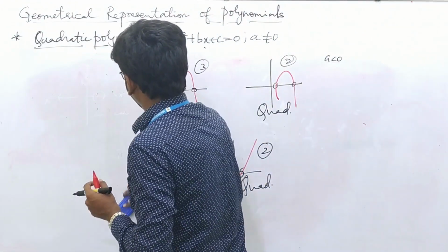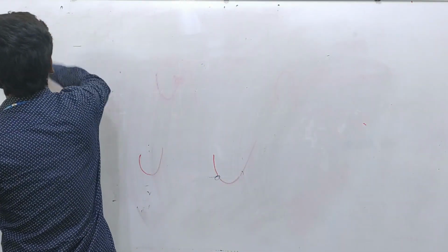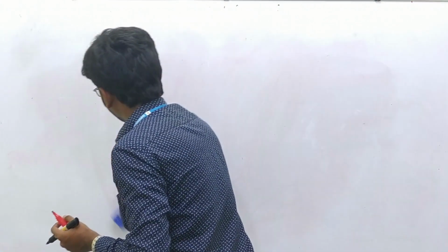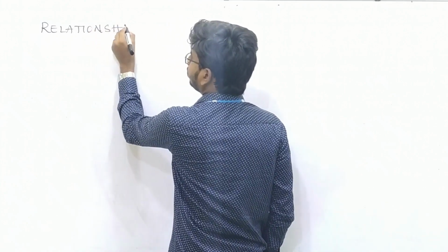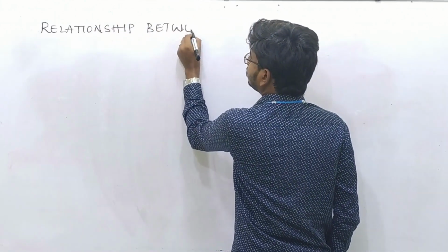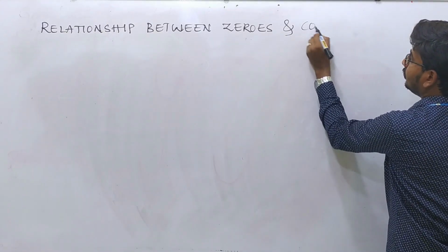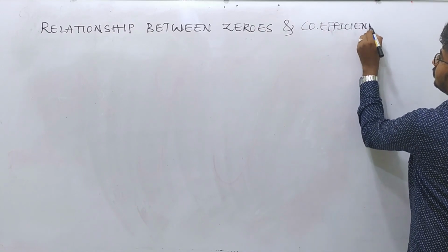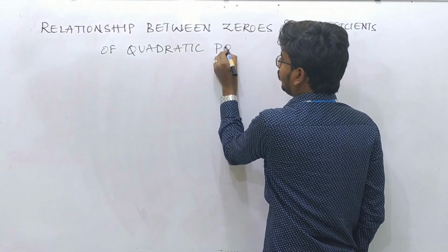Now, coming to the next concept, that is the relationship between zeros and coefficients of a quadratic polynomial.